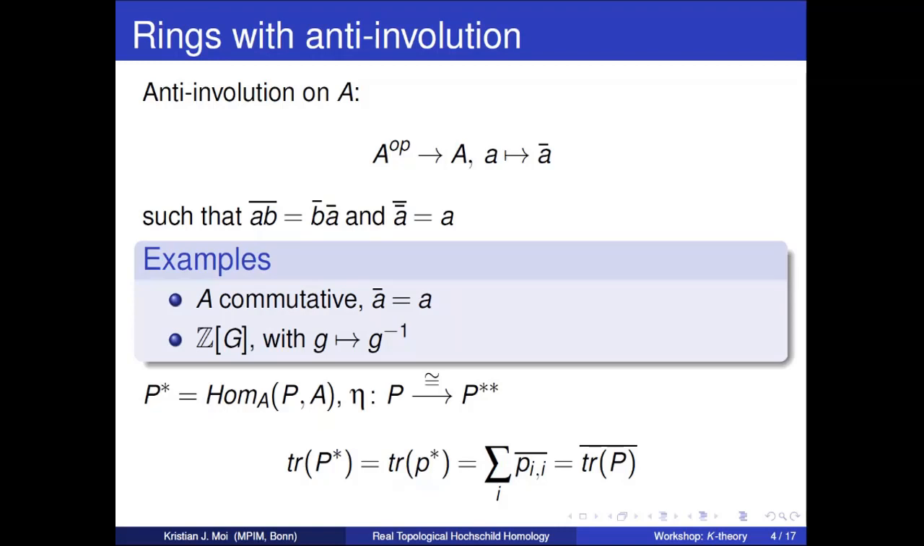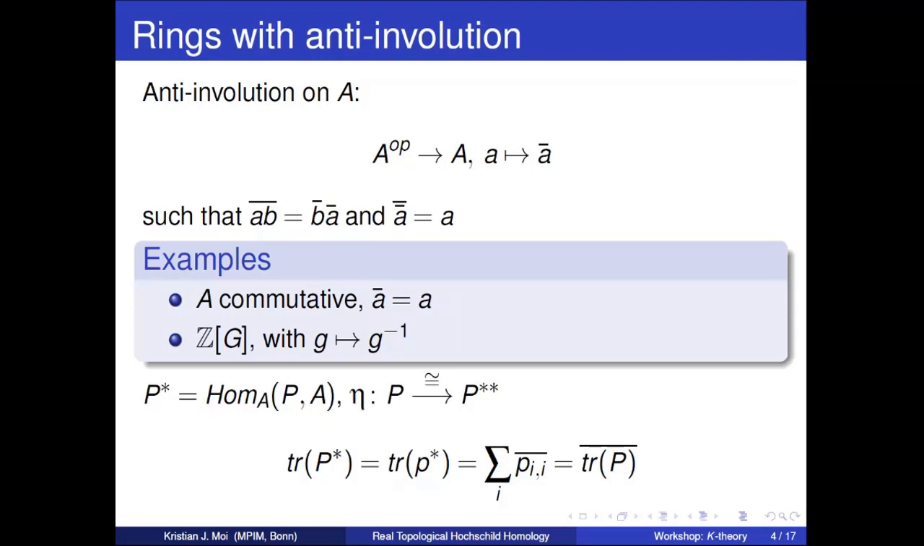And I'm going to write eta for this double dual identification. This is the usual double dual identification map. So you send an element to evaluation at that element. Okay.